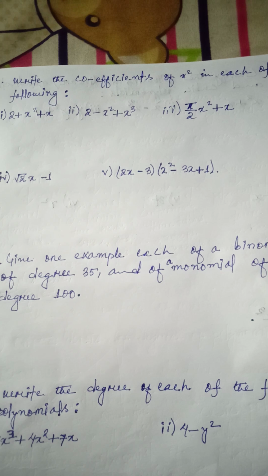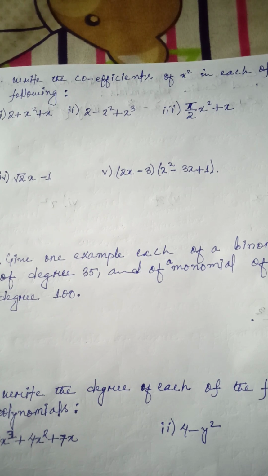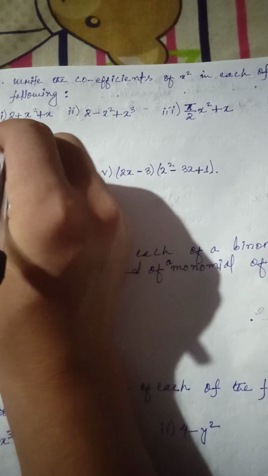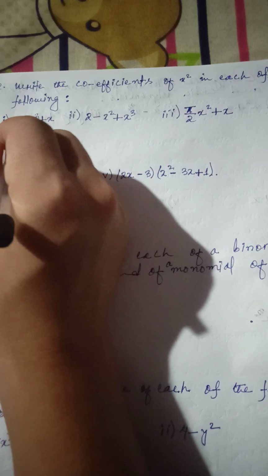So in order to solve the problem, let us proceed to the first Roman number. In the first Roman number, we are given 2 plus x squared plus x. The question has asked us to find the coefficient of x squared. In the first Roman number, as we can see, the polynomial is x squared plus x plus 2. So among this, we have to check, is there any coefficient of x squared? Okay, let us write the solution.